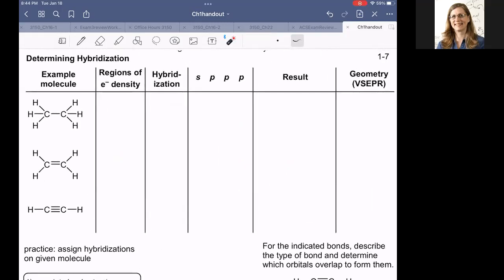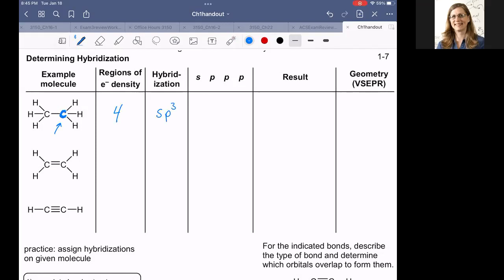Okay, so let's take a look at three sample organic molecules. This is a two carbon molecule, but let's just look at one of the two carbons and describe its bonding and therefore its hybridization. So this carbon atom, how many regions of electron density does it have? Well, it has four single bonds around it, four sigma bonds. So it simply has four regions of electron density. And for that type of carbon, that situation, the hybridization we're going to describe as sp3.